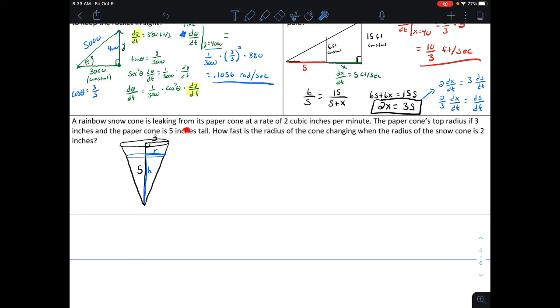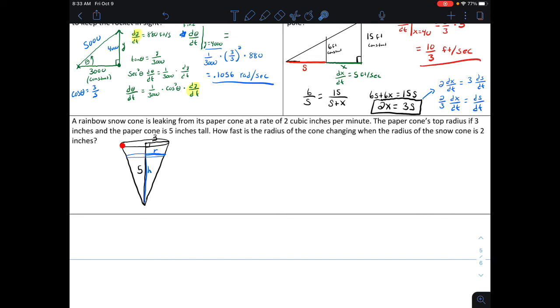All right, last problem here. A rainbow snow cone is leaking from its paper cone at a rate of 2 cubic inches per minute. The paper cone's top radius is going to be 3 inches, and the height is 5 inches tall. I want to know how fast is the radius of the cone changing when the radius of the snow cone is 2 inches at that instant. Okay, so what I have is I have a diagram of my paper cone in black.